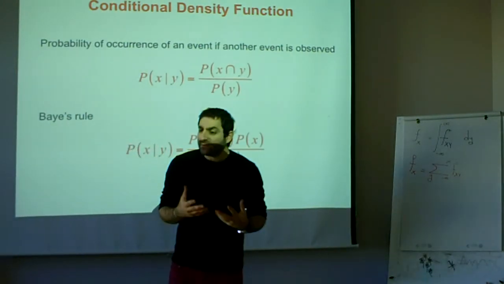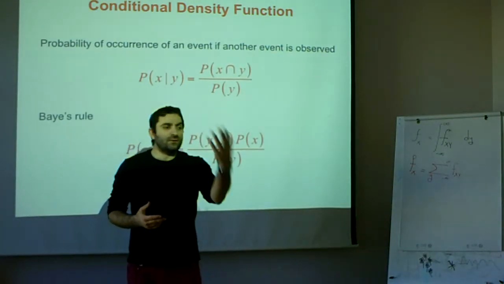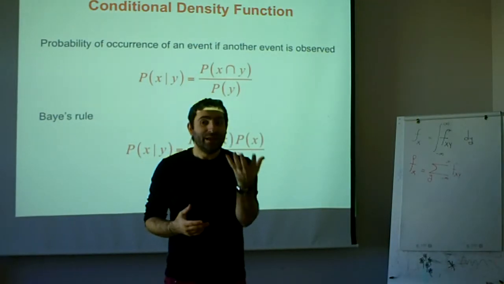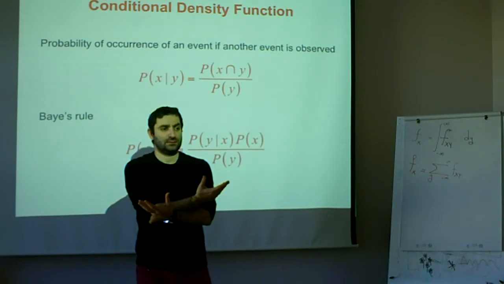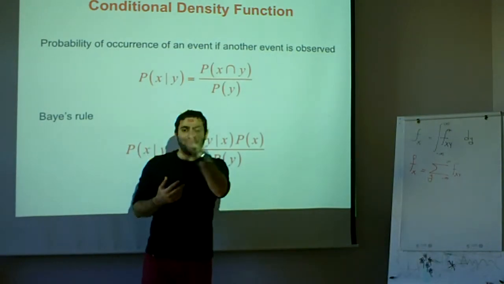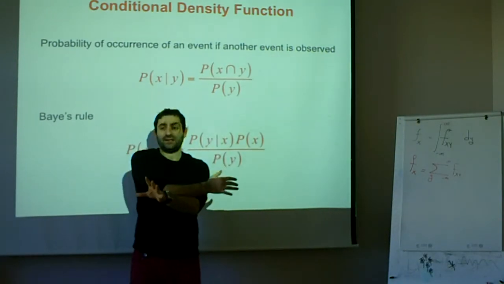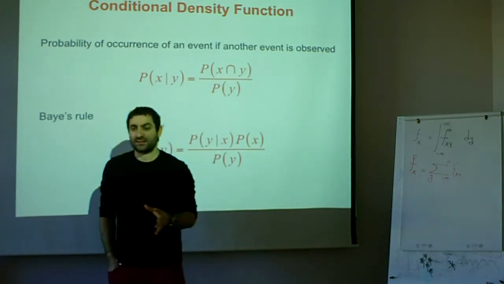What we mean by conditional distribution function is this. What will be the probability of an event if something else has happened? What is the probability of having something given some other things has already happened? And this is called the Bayes rule.